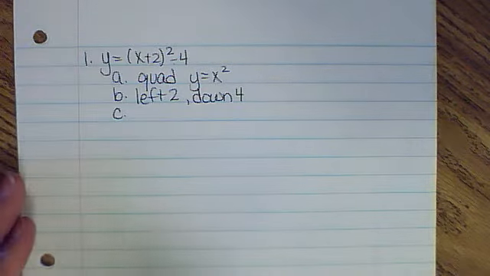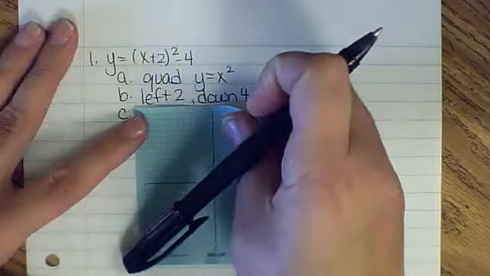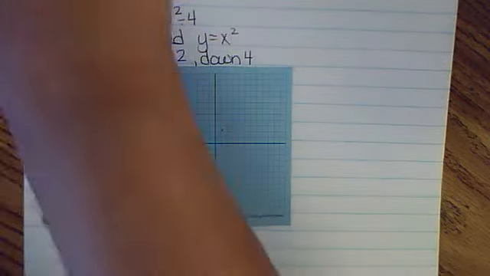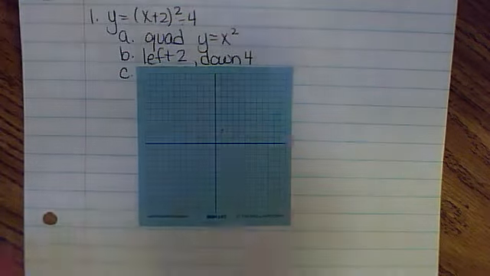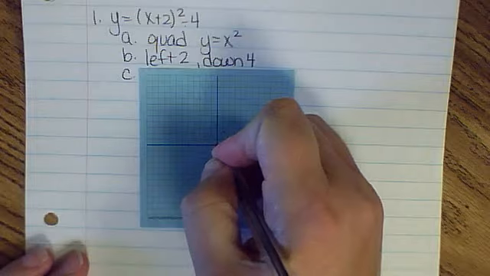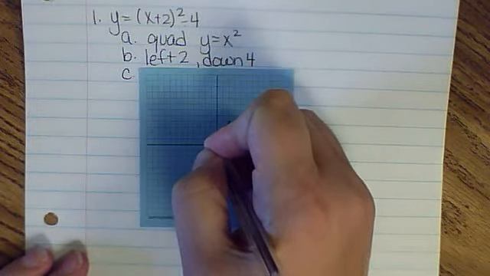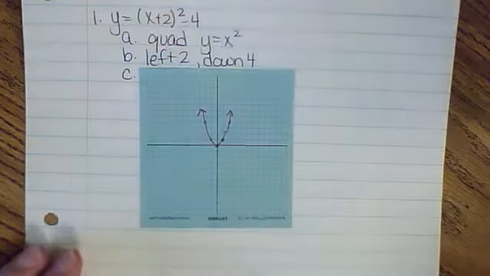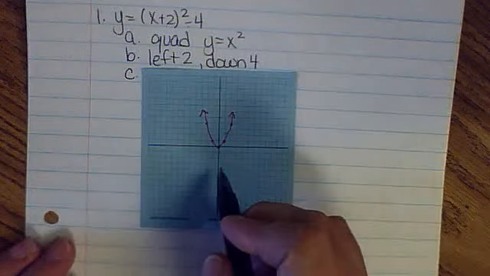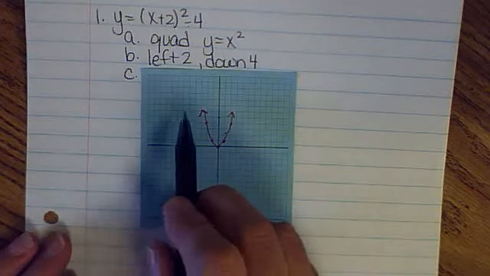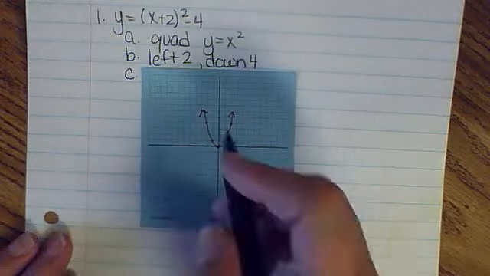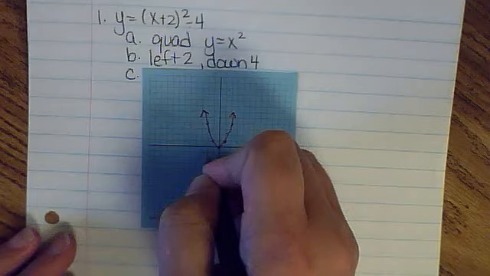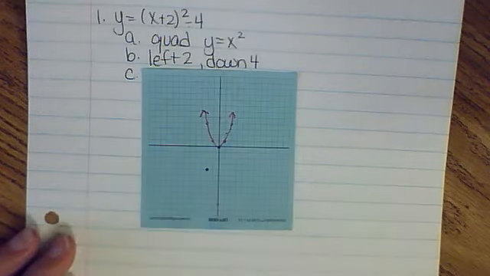Part C, we need to sketch a graph. So what I'm going to start with my red pen is I'm going to draw in the quadratic parent function. So that's the quadratic parent function. And I'm going to take that quadratic parent function and shift it left 2 and down 4. So I'm going to take this vertex point, go to the left 2, 1, 2, and go down 4, 1, 2, 3, 4. That's going to be my new vertex.